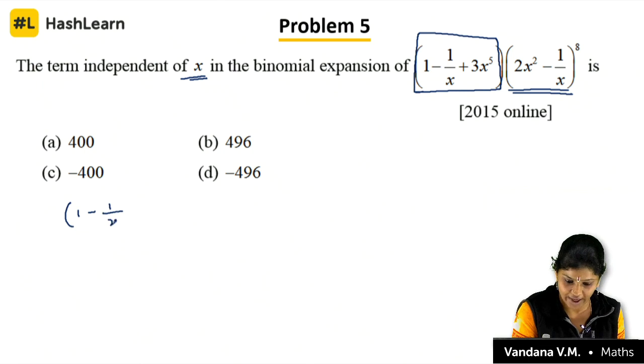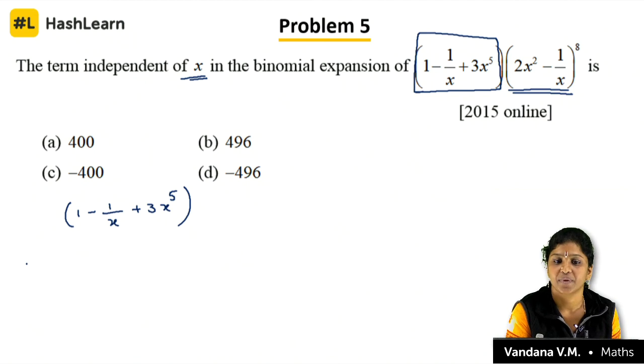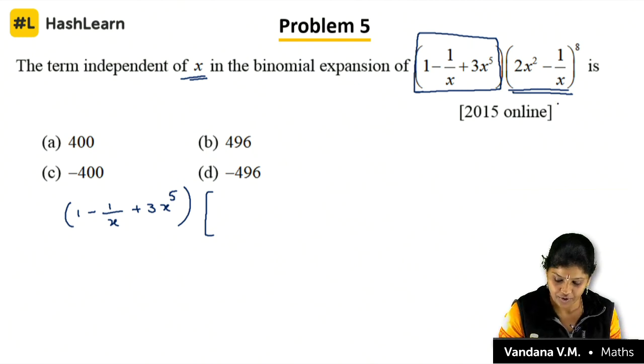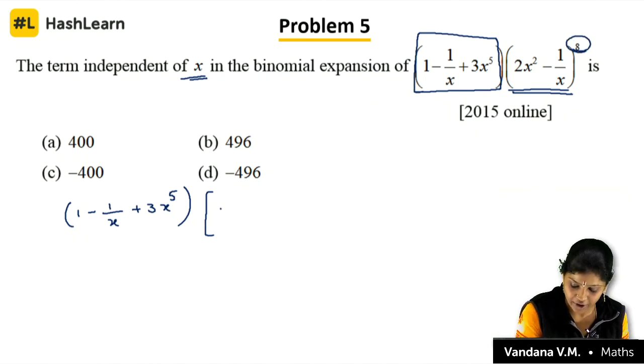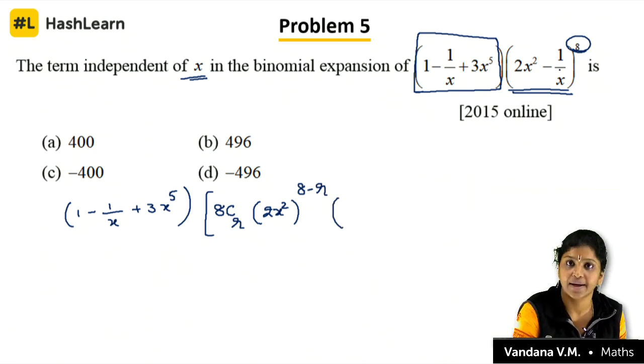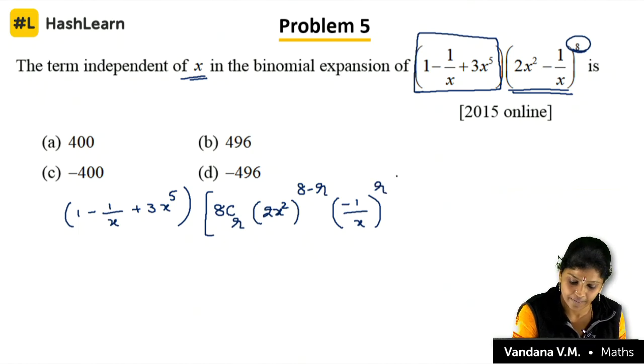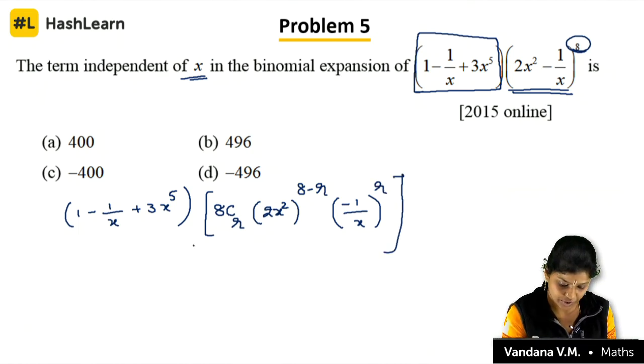1 minus 1 by x plus 3x power 5, into, you apply the binomial theorem for these terms. What is the binomial theorem? nCr. What is the expansion? 8, right? So, 8Cr, first term, 2x square whole power 8 minus r. Second term is minus 1 by x whole power r. Right? Next.